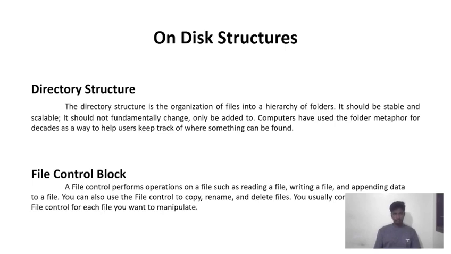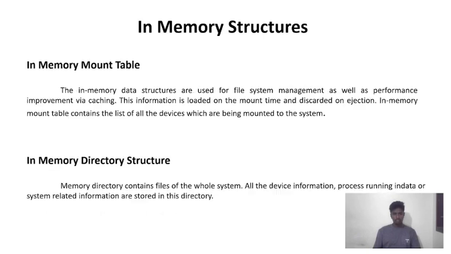File control block. The file control block performs operations on the file such as reading a file, writing a file, and appending data to the file. You can also use the file control block to copy, rename, and delete files. You usually configure a file control block for each file you manipulate.